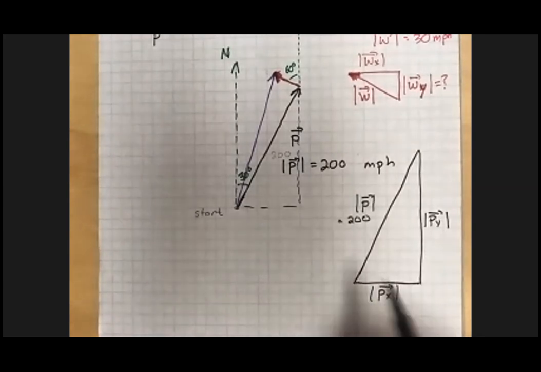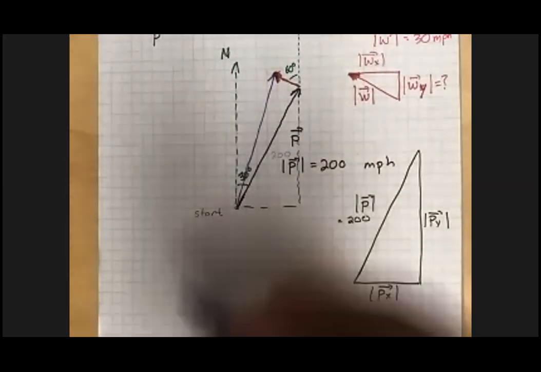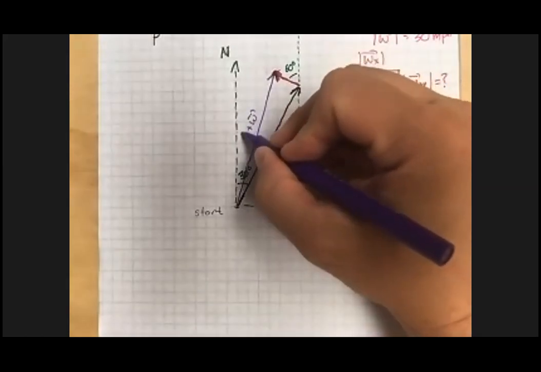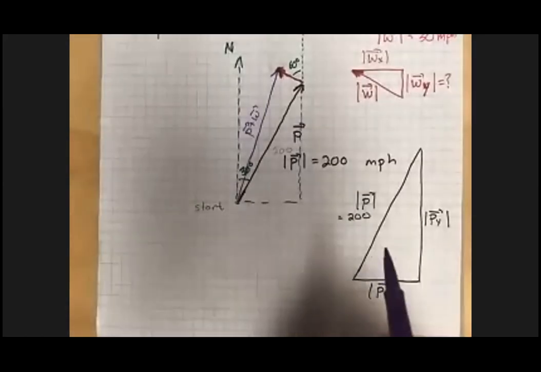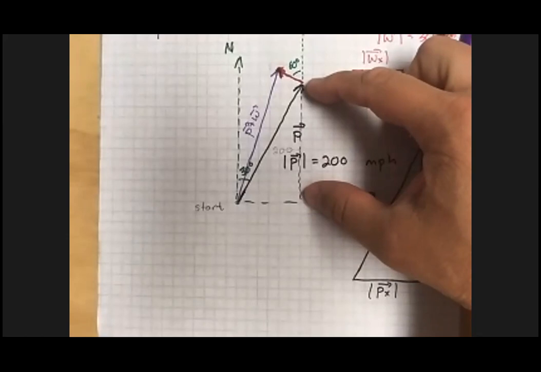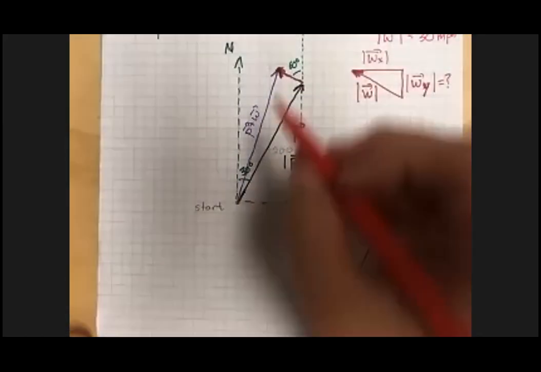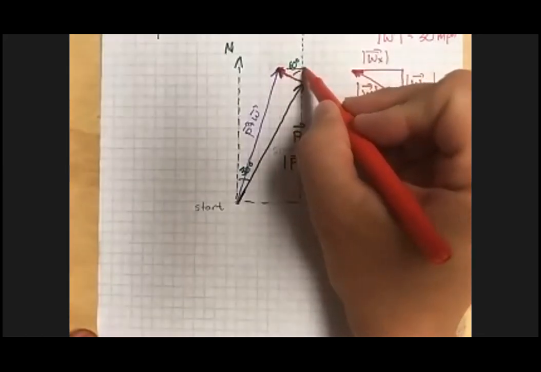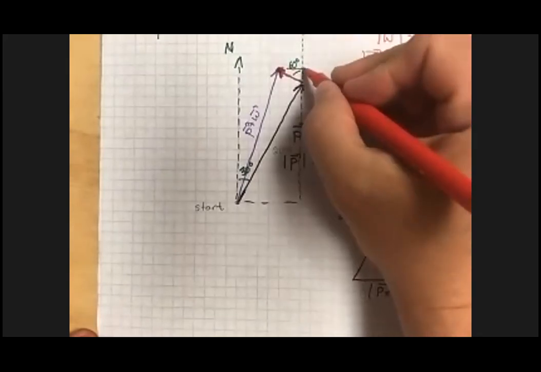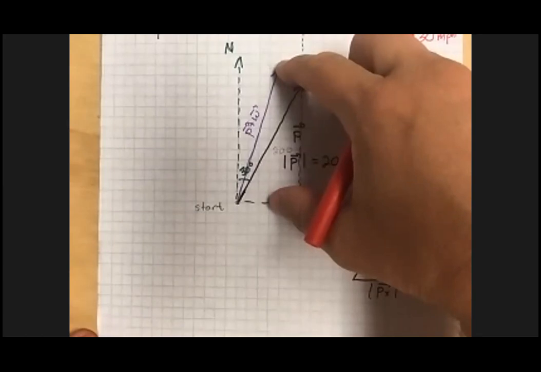Once I know those, I can add them to find this last vector that says P plus W, plane plus wind. Why is that? Because the vertical component of the plane's motion, speed, plus the vertical component of the wind speed, those two things, the big thing and the little thing right here, will add up to the vertical component of the final speed of the plane.